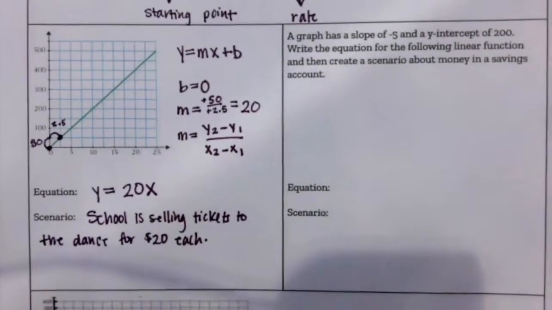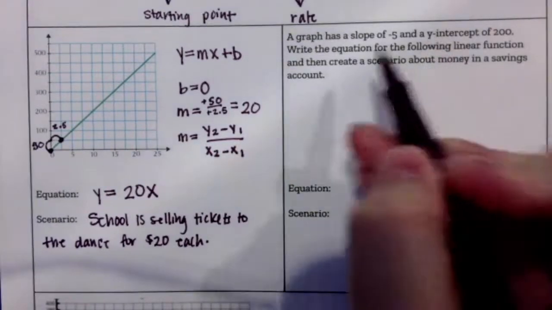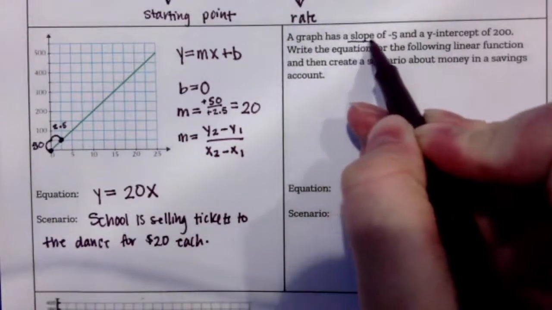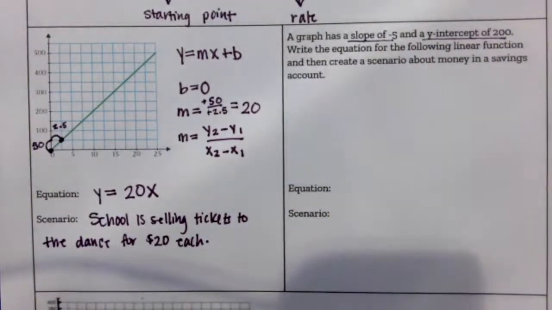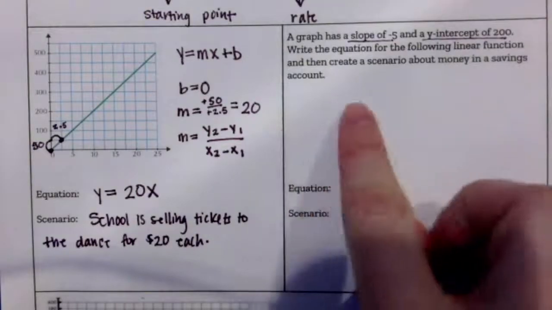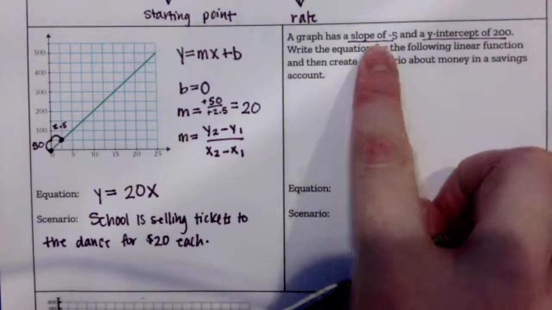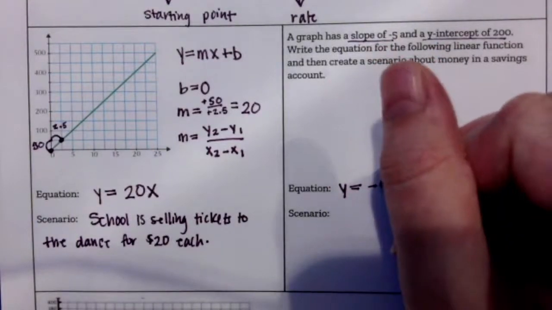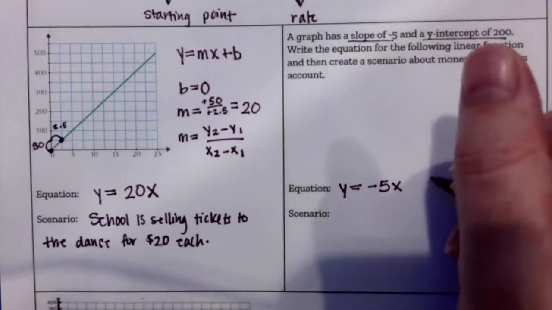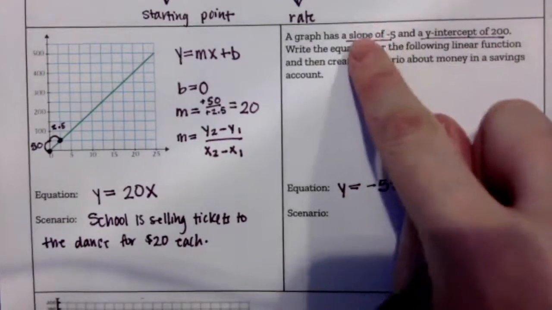So in this second problem, it's the same thing, but we're given a description of the graph instead of the actual graph. So it says the graph has a slope of -5 and a y-intercept of 200. And then we want to write the equation and then create the scenario. So in this one, I already know my m and my b, so I can just write my equation. y equals -5x plus 200. So my m and my b.